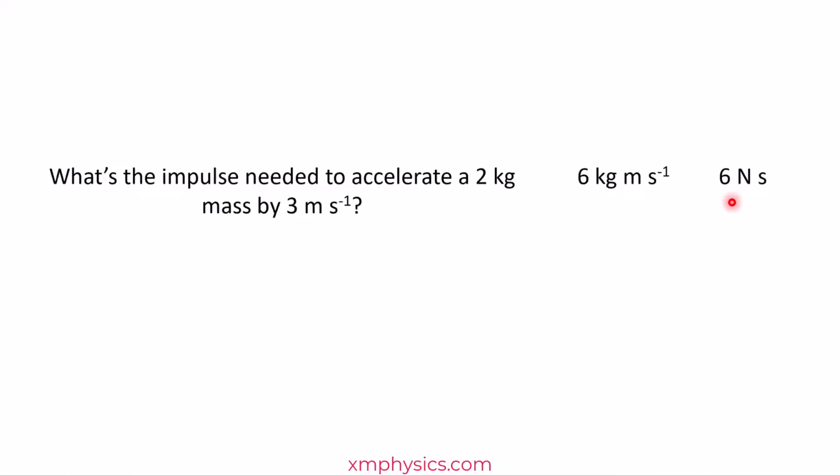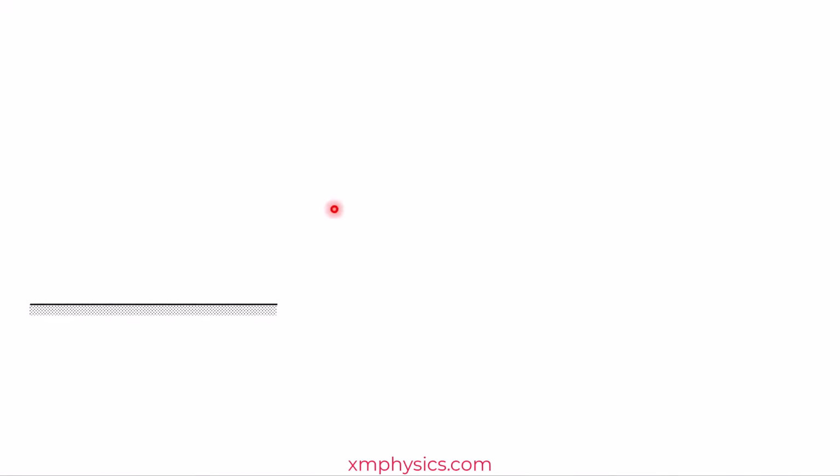So this 6 newton second could be produced by a force of 6 newtons applied for 1 second, or it could be 1 newton applied for 6 seconds. It could be 3 newtons over 2 seconds. So it can be any combination as long as the force and the duration of time multiply up to be 6. So back to the gymnast question.